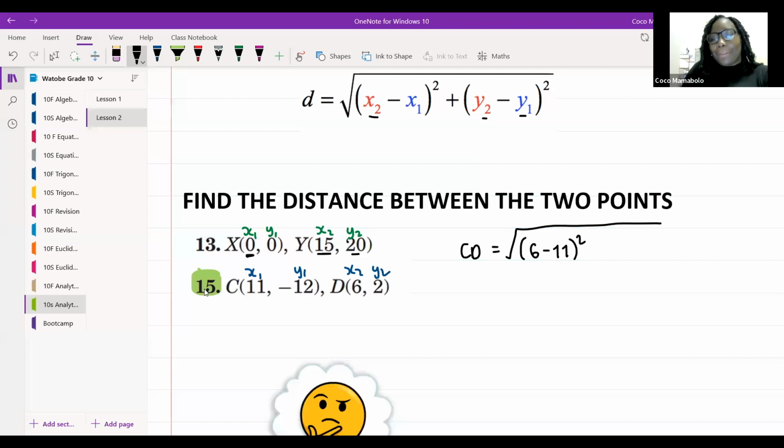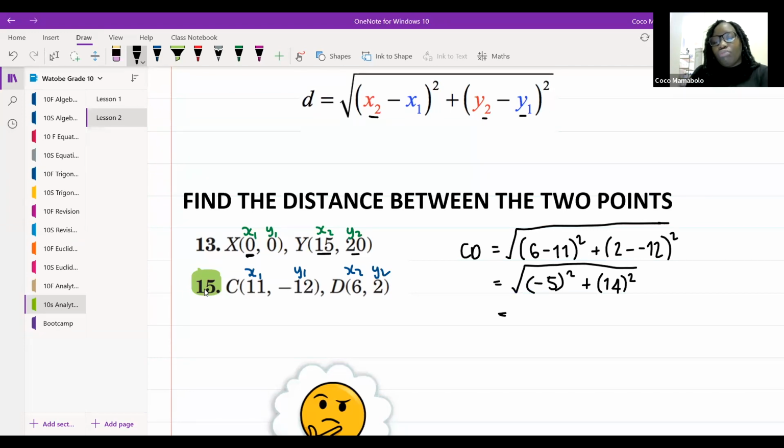Plus, into brackets, 2 minus 12 squared. Beautiful. Minus negative 12 squared. Yes, let's continue. So 6 minus 11 gives us negative 5 squared. Good, negative 5 all squared plus 14 squared, because 2 minus will give us plus. So 14 squared.